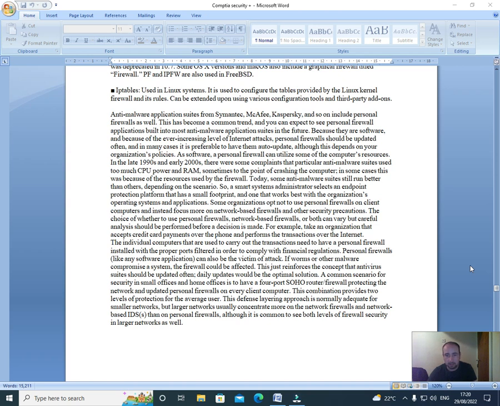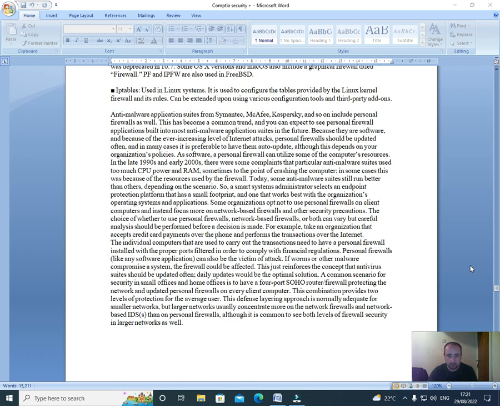Some organizations opt not to use personal firewalls on client computers and instead focus more on network-based firewalls and other security precautions. The choice whether to use personal firewalls, network-based firewalls, or both can vary, but careful analysis should be performed before a decision is made. For example, take an organization that accepts credit card payments over the phone and performs the transactions over the internet. The individual computers that are used to carry out the transactions need to have a personal firewall installed with the proper ports filtered in order to comply with financial regulations.